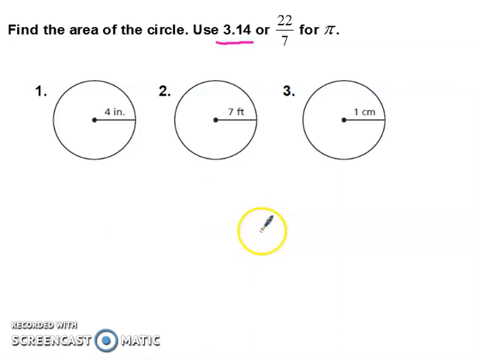So pause the video, try these 3 using your notes, finding the area of circles. And then when you're ready, unpause.